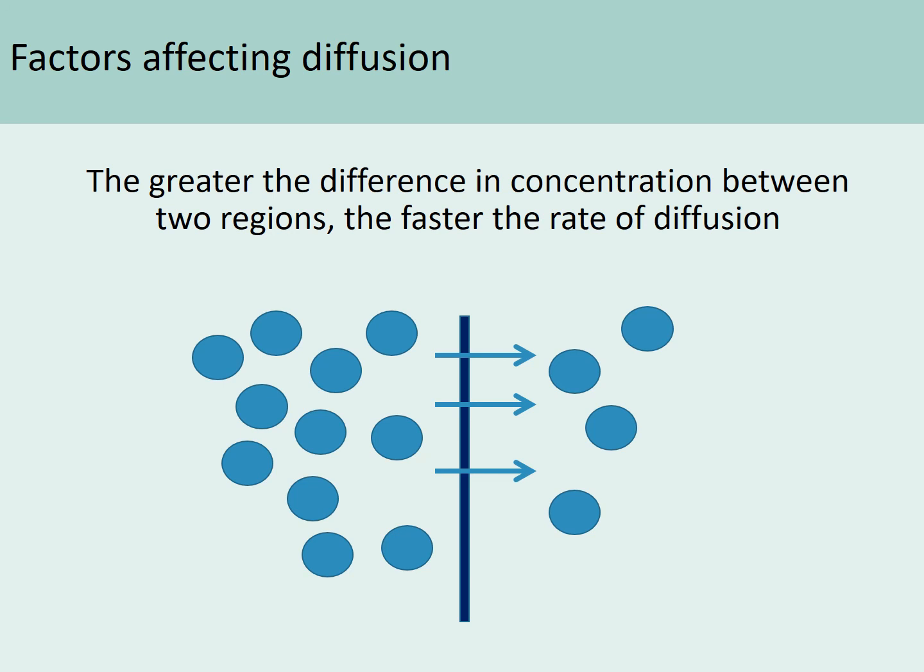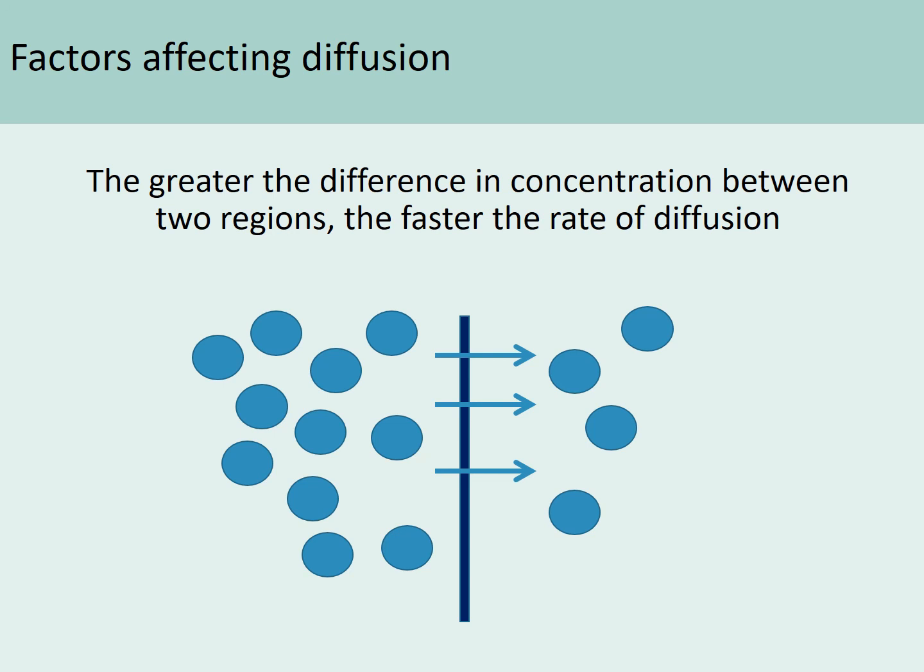So the bigger the difference between those two concentrations, the greater the rate of diffusion. If you have even more particles on the left-hand side, they will diffuse quicker to the right-hand side. So the difference between concentrations will affect how quickly diffusion happens.